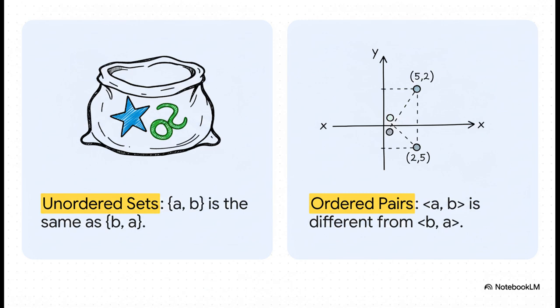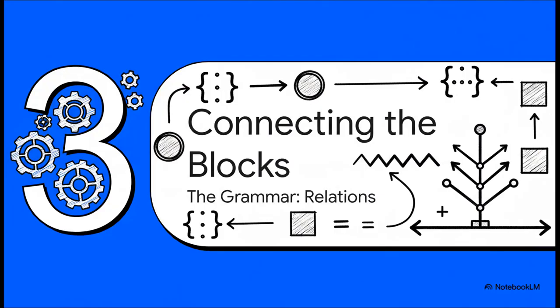Now, in an ordered pair, A comma B is fundamentally different from B comma A. Just think about coordinates on a map, right? The point 2 comma 5 is definitely not the same as the point 5 comma 2. All of a sudden, order has meaning. All right, quick recap. We've got our alphabet, sets, and we've figured out a way to create order with these things called ordered pairs. So what's next?